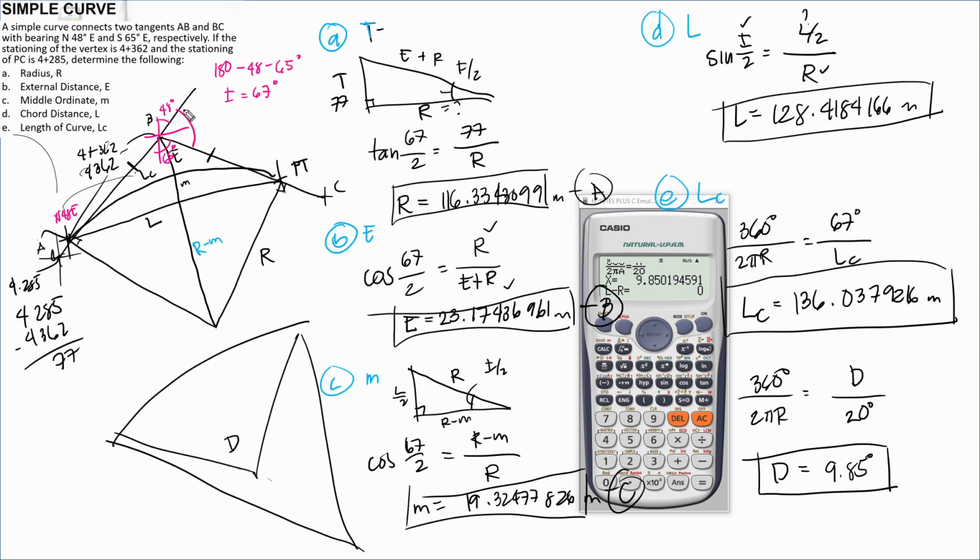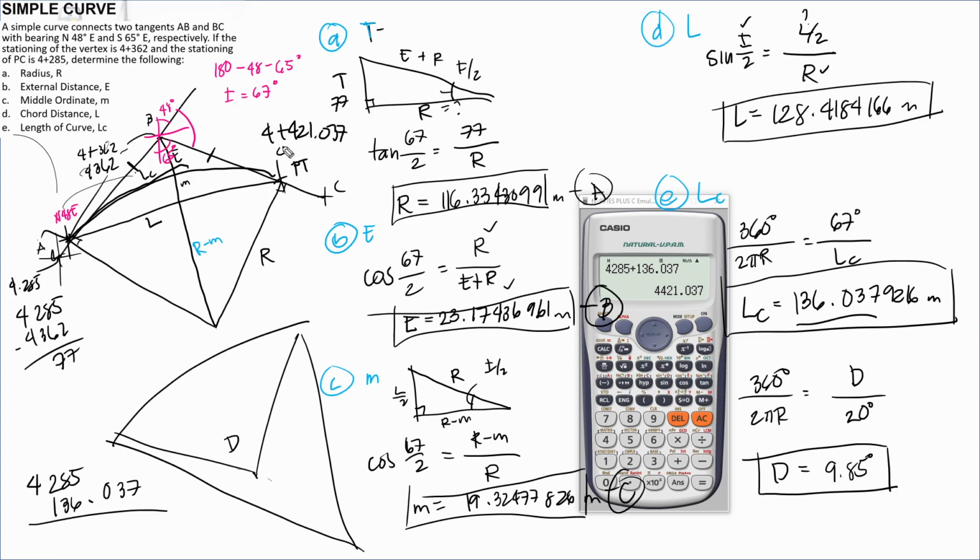Pero mali 'yon. Kapag nag-i-stationing, dapat ang stationing, yung distance ay nagta-travel kung saan nagta-travel yung sukat, yung gagamiting sukat. Hindi pwede yung mga reference point lang. So, kapag ganun, ang magiging station ng PT natin is i-add natin yung length of curve natin dun sa station ng PC. So, kung ang station ng PC natin is 4285, kailangan natin idagdag si 136.037. So, kapag in-add natin siya, yung magiging station niya doon is 4285 plus 136. Magiging station ng PT is 4 plus 421.037. Yun yung station niya dito.